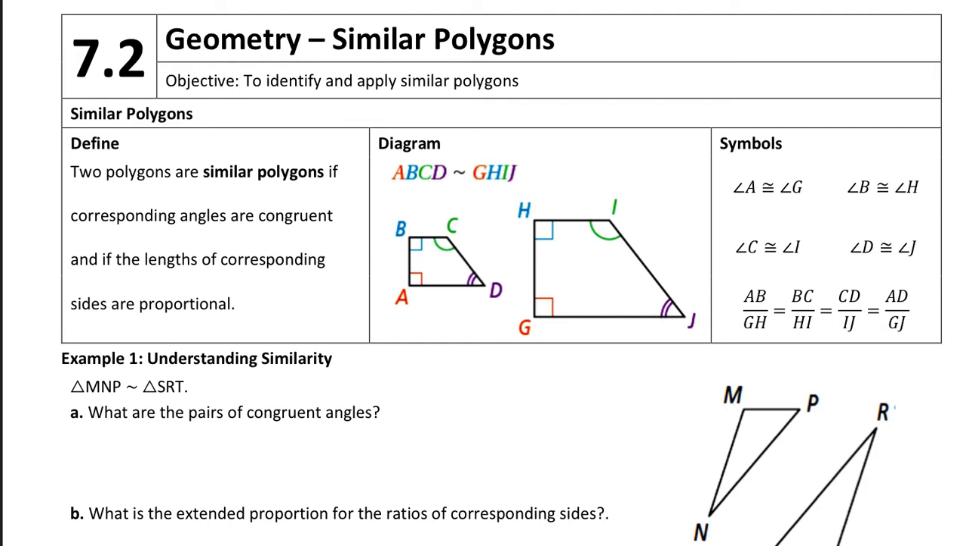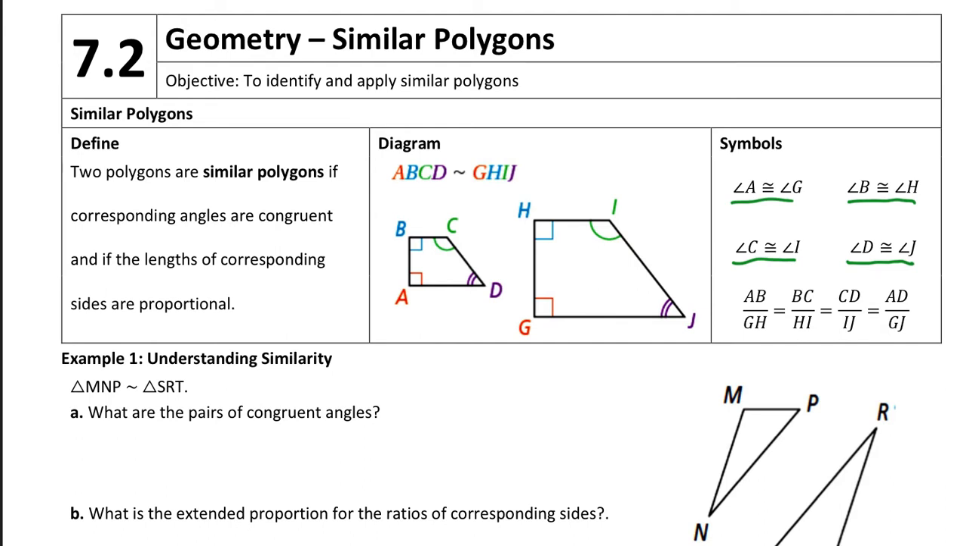In this table, it says that two polygons are similar polygons if corresponding angles are congruent and the lengths of corresponding sides are proportional. So in this polygon, A and G are corresponding and congruent. B and H are corresponding and congruent. C and I are corresponding and congruent. D and J are corresponding and congruent.